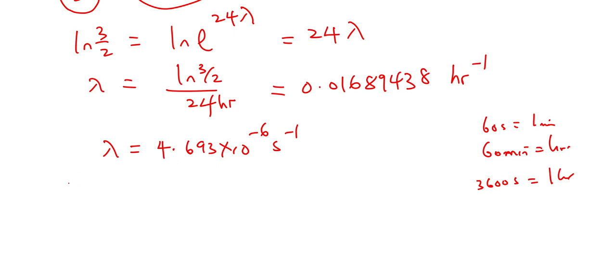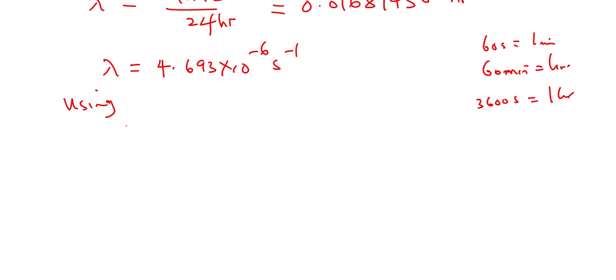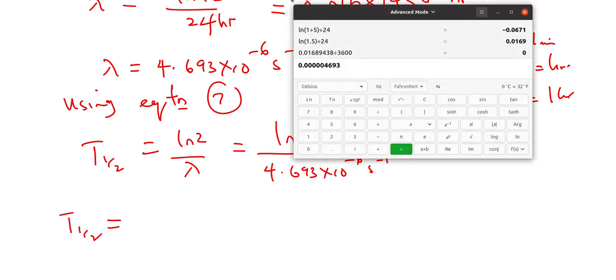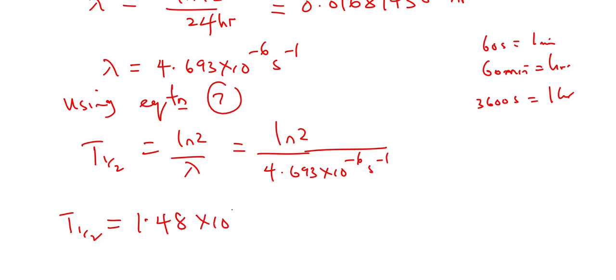Then from there you can determine the half-life. To determine the half-life, we use equation 7, which is ln 2 divided by lambda, which is ln 2 divided by 4.693 times 10 to the power minus 6 per second. So ln 2 divided by this value will be approximately 1.48 times 10 to the power 5 seconds. So this is the half-life of the isotope.